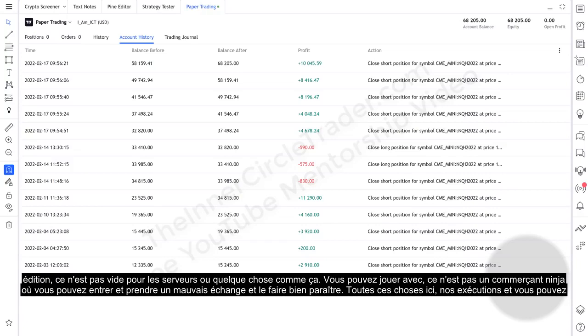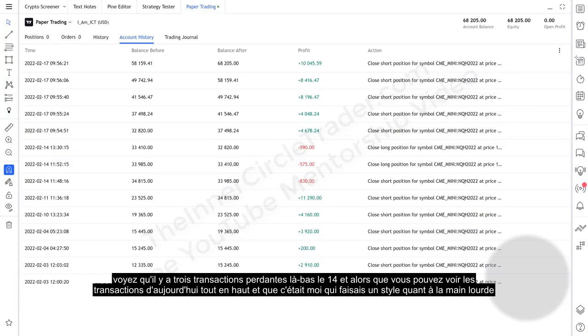All these things here are executions. Okay, and you can see there's 3 losing trades there on the 14th. And you can see today's trades all up at the top. And that was me doing a heavy-handed, quant style heavy-handed short, and then taking partials as it was going down into that level of 14,381.